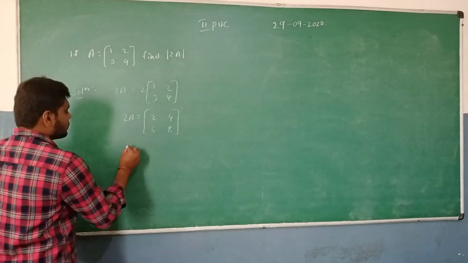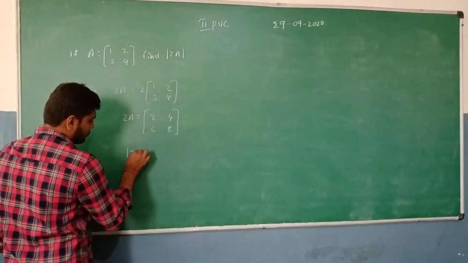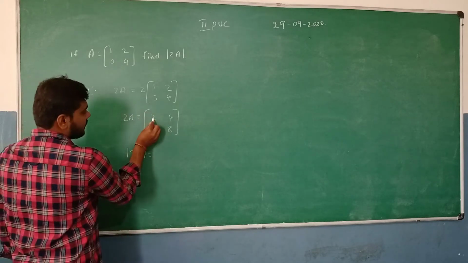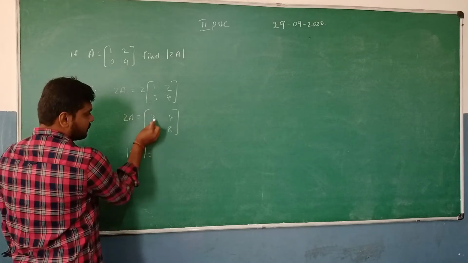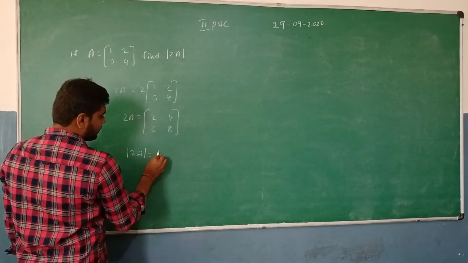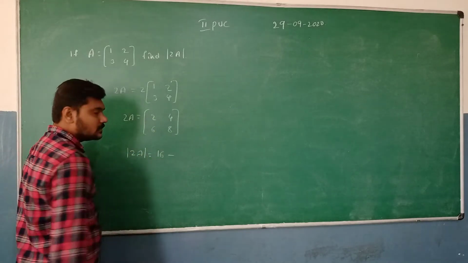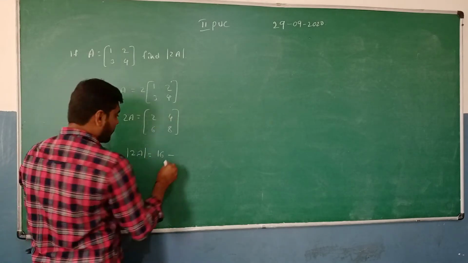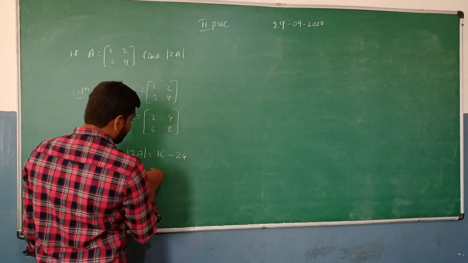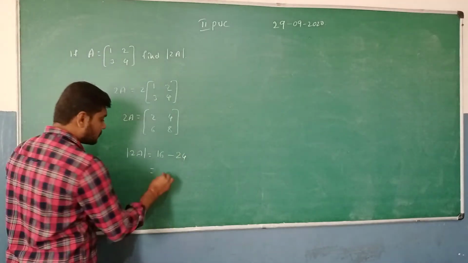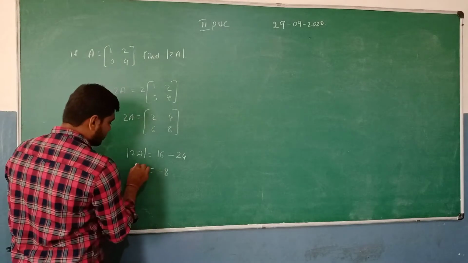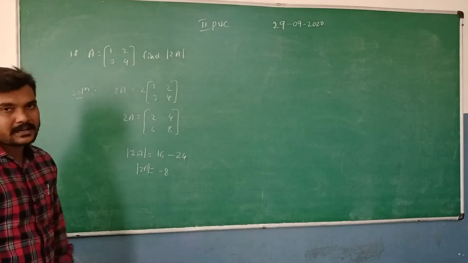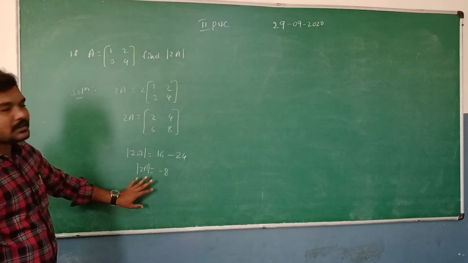So the determinant of 2A is equal to, for this matrix of order 2, 2 into 8, that's 16, minus 4 into 6, that's 24. What is 16 minus 24? That's minus 8. So the required determinant of 2A is minus 8. This is only a 1 mark question.